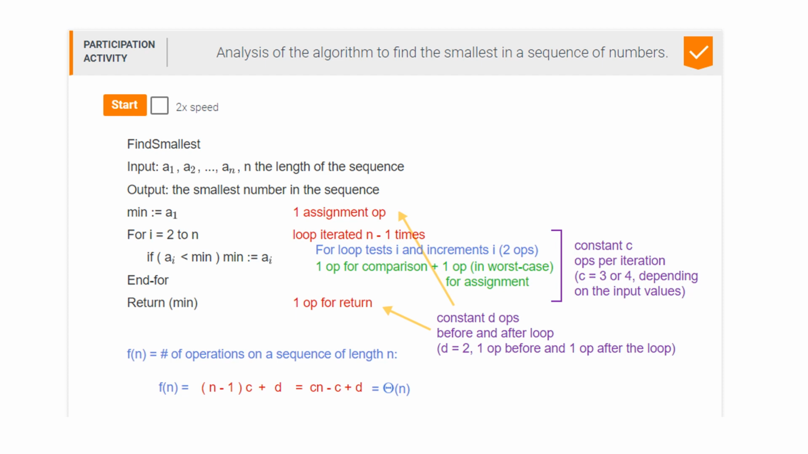So what we'll do is assume the worst. And so we could add that up and say, let's assume the worst, that one assignment operation would happen all the time just to get the worst case. Okay. Now, you see over to the right, they say constant C operations per iteration. C is equal to 3 or 4, depending on the input values. So, yeah, for the worst case, we would say it's 4, but sometimes it's 3.